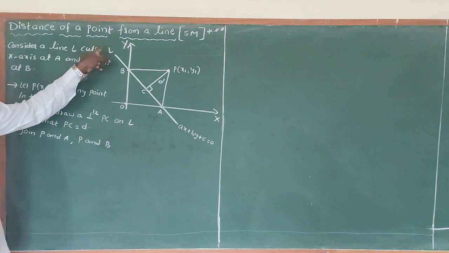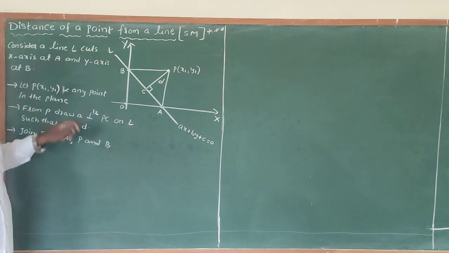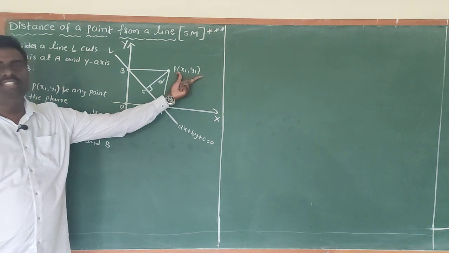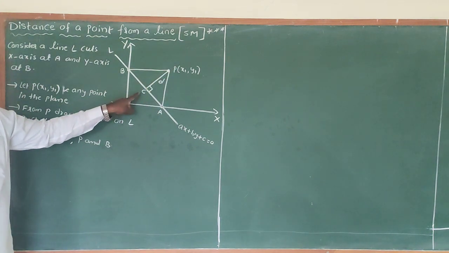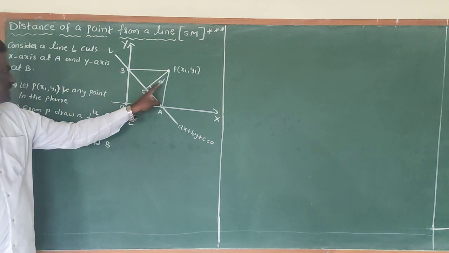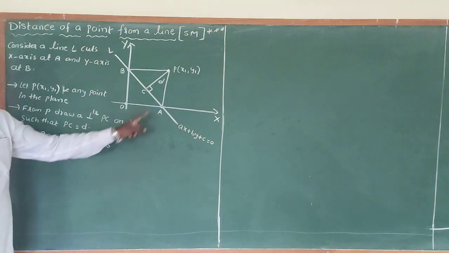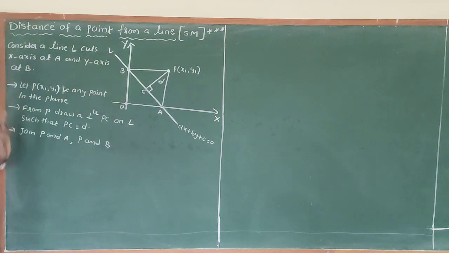Understood? First I take a straight line L which cuts the x axis at A and the y axis at B. Let P (x1, y1) be any point in the plane. From P, you draw a perpendicular PC on L such that this PC distance is equal to d. Join P and A and join P and B. Now a triangle is formed.